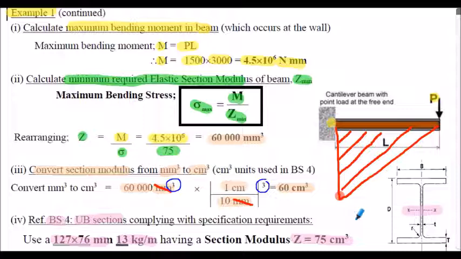With the beam configuration we're given, we'll work out the maximum bending moment. From essentially engineer's bending theory, we'll find the minimum section modulus. We will convert our section modulus from millimeters cubed into centimeters cubed. And then we will scan our extracts of BS4 to find the appropriate section.